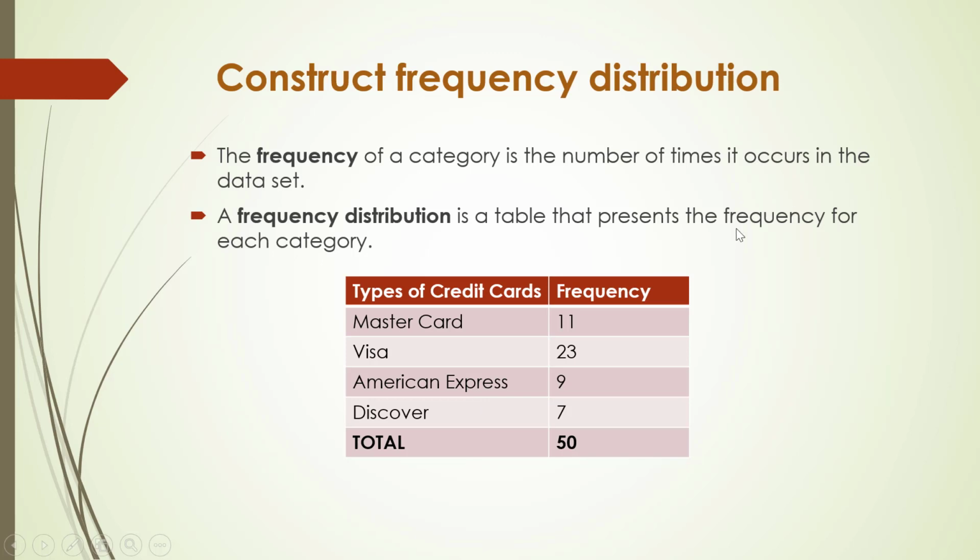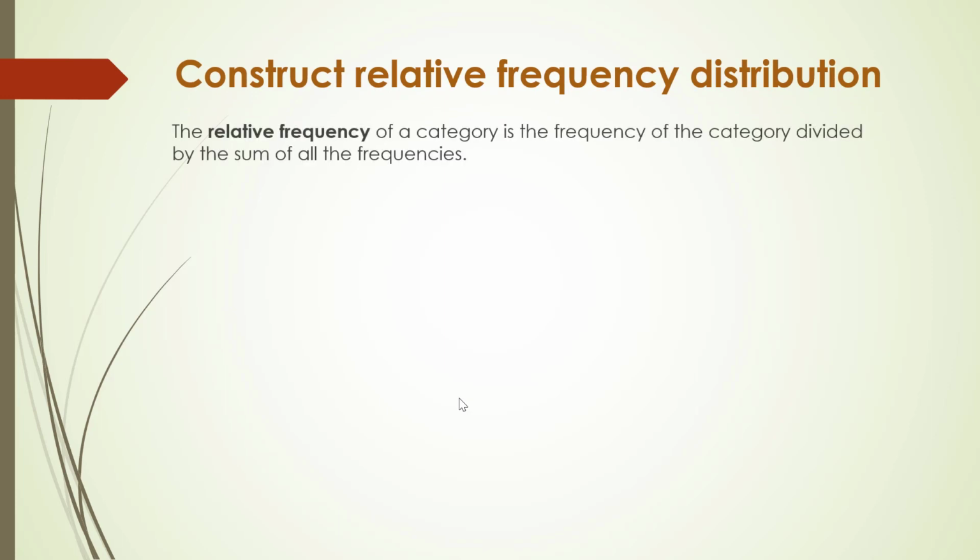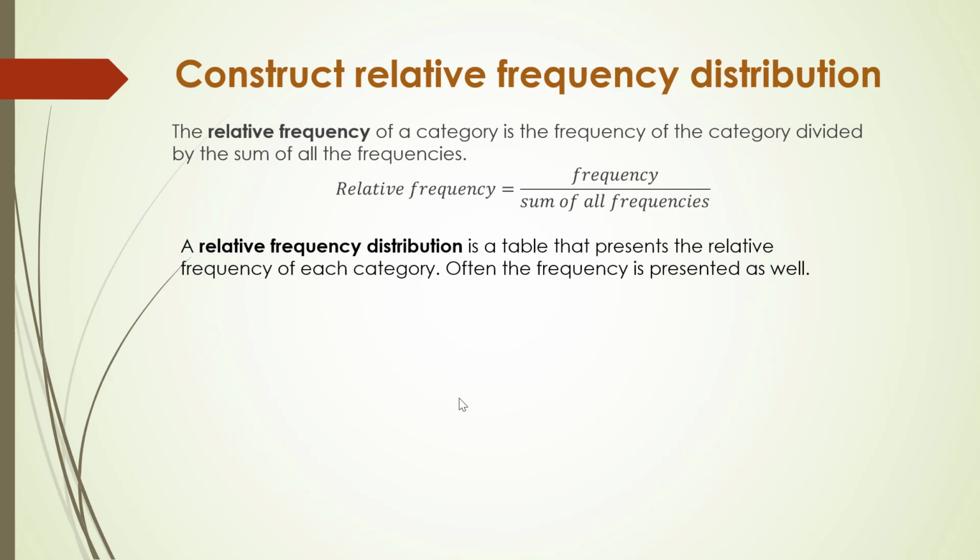However, sometimes using a frequency distribution is still not enough to know the percentage of each of these categories. So we're going to construct another table that is quite similar to this frequency table, but a little bit different. So construct a relative frequency distribution. The relative frequency of a category is the frequency of the category divided by the sum of all frequencies. And a relative frequency distribution is a table that presents the relative frequency of its categories. Often the frequency is presented as well.